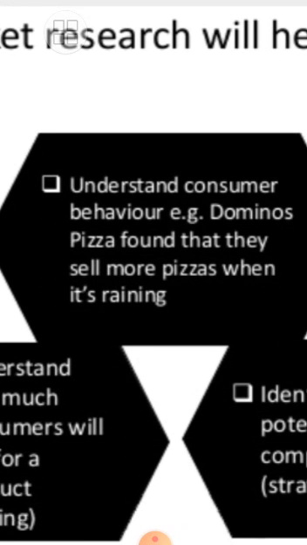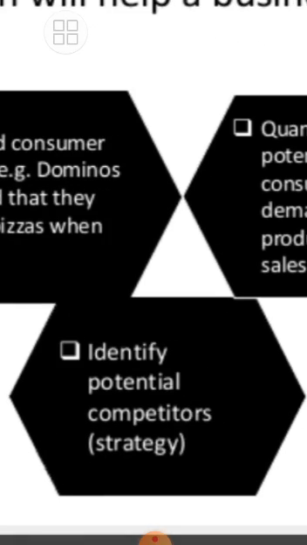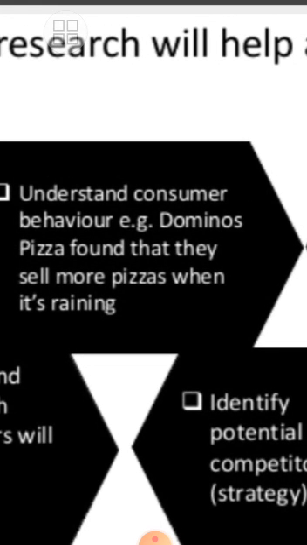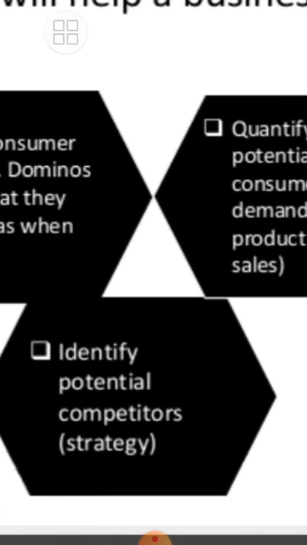For example, Domino's Pizza found that they sell more pizzas when it's raining. And yes, it happens that the demand for fast food and the craving for such things increases when it's raining. This is how they understand their consumer behavior by conducting research. They observed that in that time period the demand increases, because observation is also a type of research.